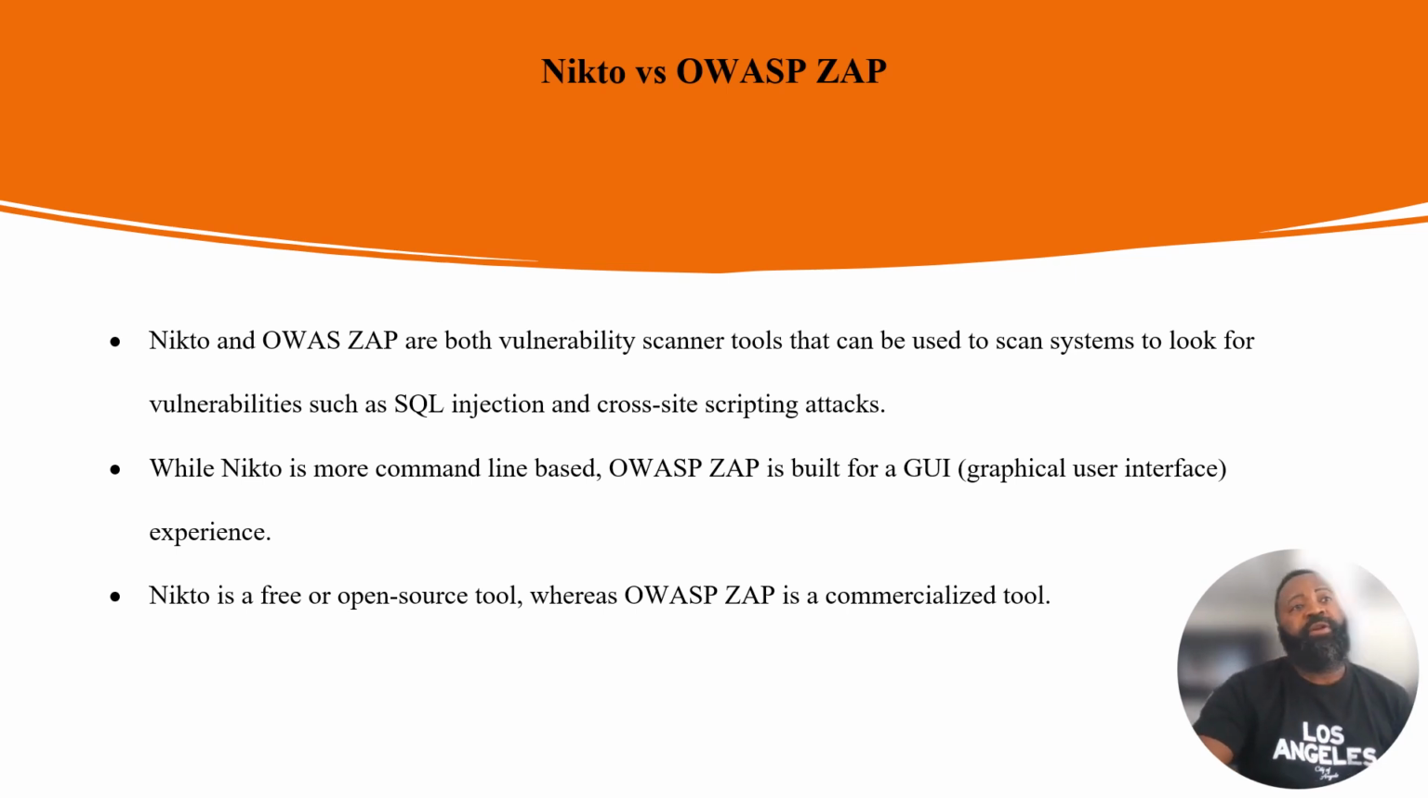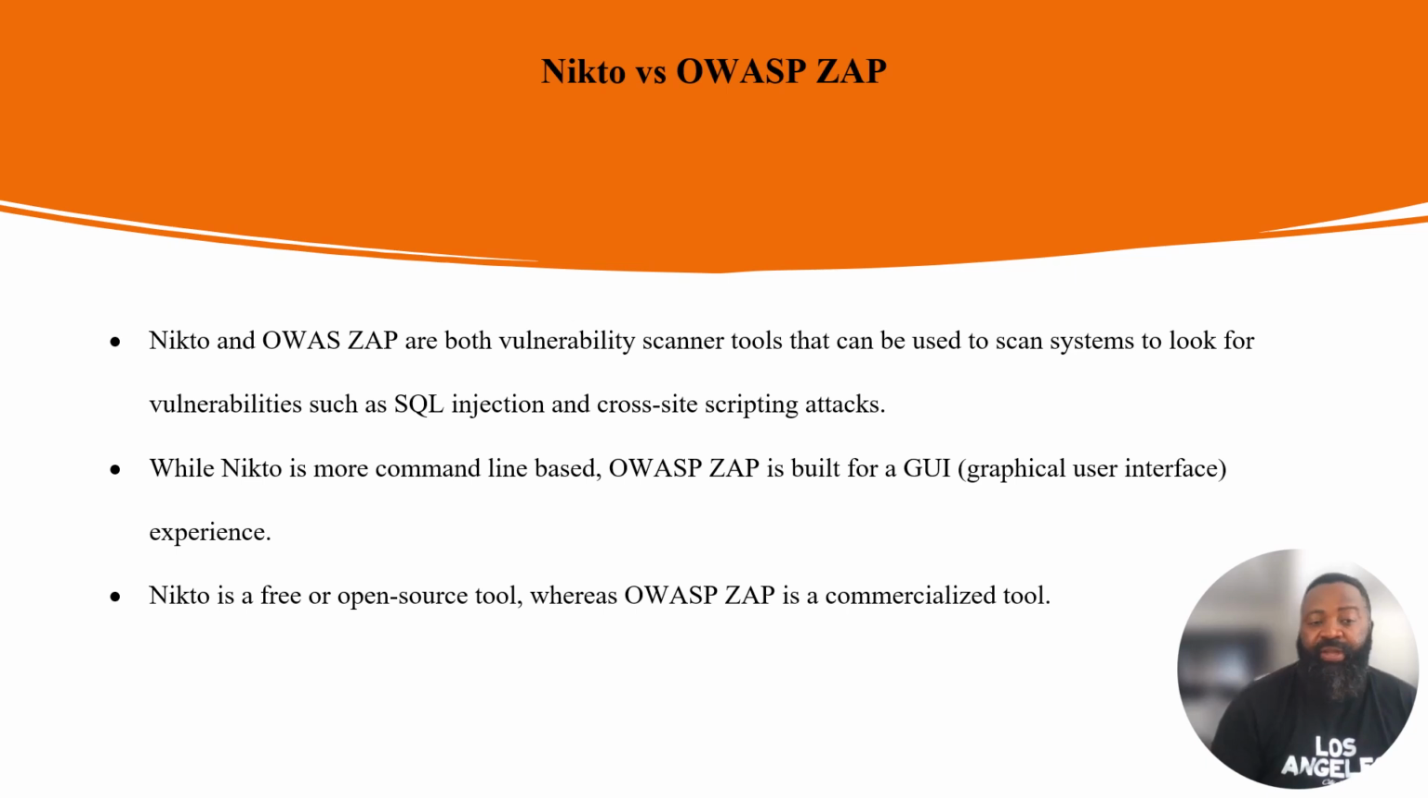Okay, so let's do a little bit of a comparison on Nikto and OWASP Zap. First of all, Nikto and OWASP Zap are both vulnerability scanner tools that can be used to scan systems to look for vulnerabilities, such as SQL injection and cross-site scripting attacks. So that's the XSS. But while Nikto is more command line based, OWASP Zap is built for GUI. Like I said, GUI is graphical user interface. So it gives you a GUI experience.